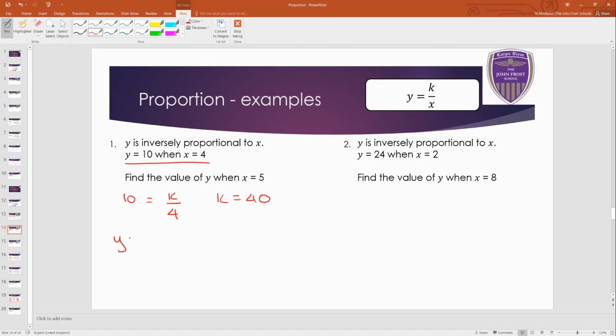So the equation that we're going to use for this question now is y equals 40 over x, because we know now that k is 40. So that's the first part done. We've worked out the constant k and we've input it into our equation. Now we can do the second part, where it says find the value of y when x equals 5. All that means is substitute x as a 5 instead and work out what y is. So y equals 40 divided by 5, because we're told that x is 5. Well, 40 divided by 5 is 8, so y equals 8. So it's just a little bit of substituting into a formula, that's all.